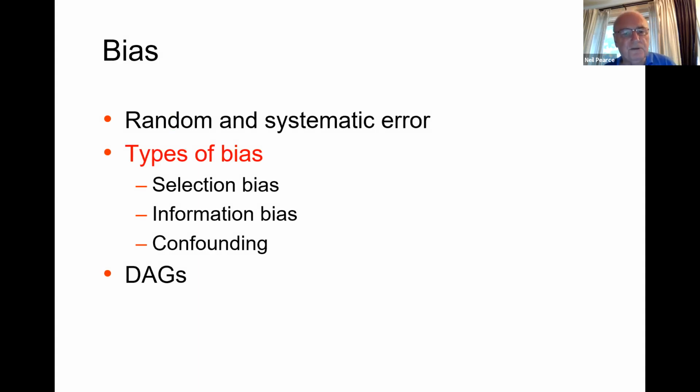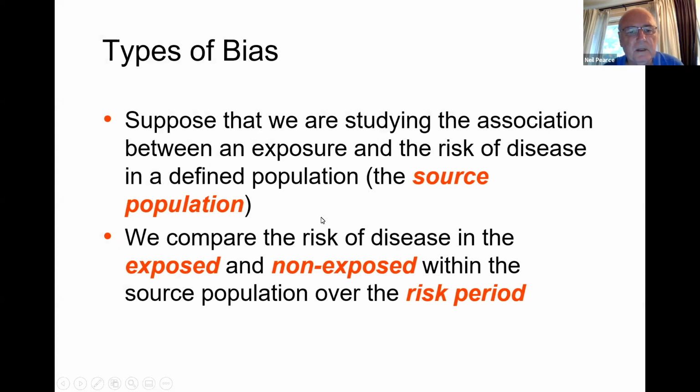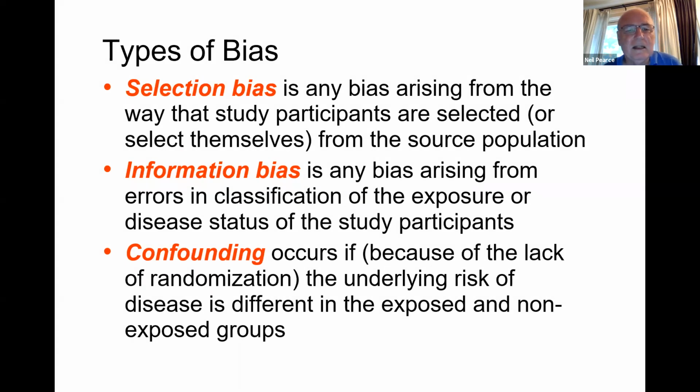And these types of systematic bias really fall into three groups: selection bias, information bias, and confounding. So let's suppose once again, we have a population and we're comparing exposed and non-exposed over a risk period.